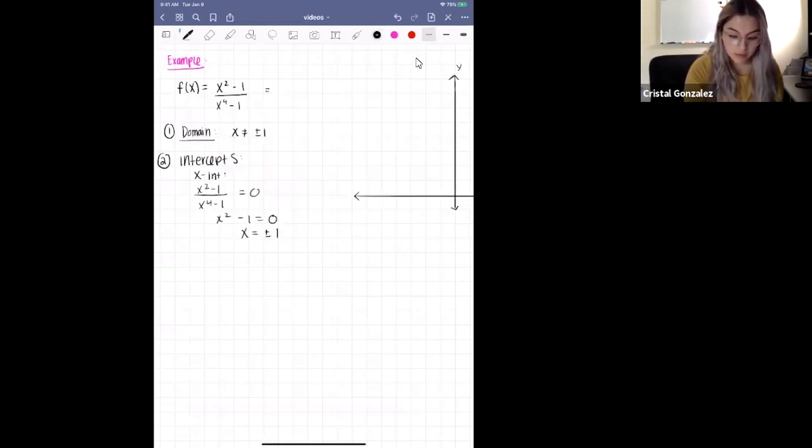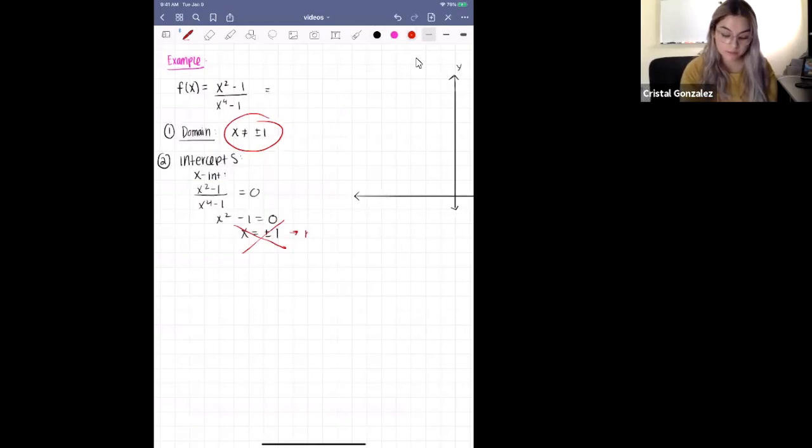But here's a problem. This actually cannot happen because in our domain, we restricted that we could not have x equaling plus or minus 1. So we need to take that out. So actually, this one will have no x-intercepts. Because it's not possible, because what we did end up getting for our x-intercept caused domain issues. So we don't want that.